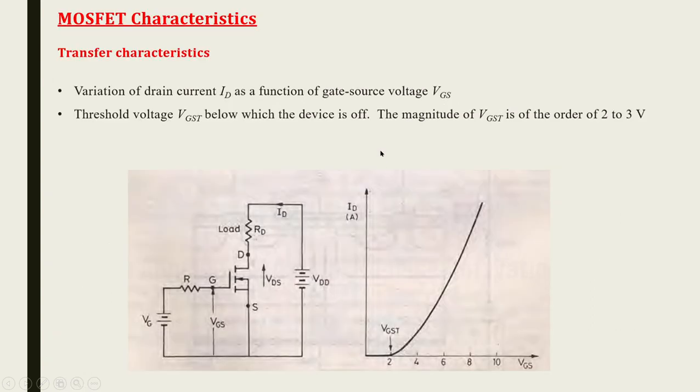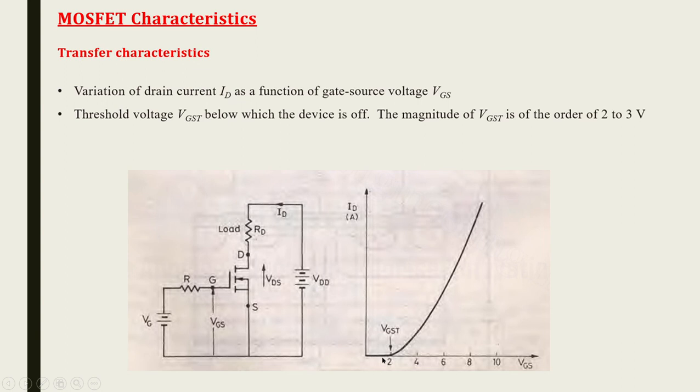So this is the MOSFET transfer characteristics. Here the variation of ID as a function of gate voltage is shown. That is, ID means output current and VGS is input voltage, that is, output current versus input voltage. It is the variation of drain current as a function of gate source voltage.